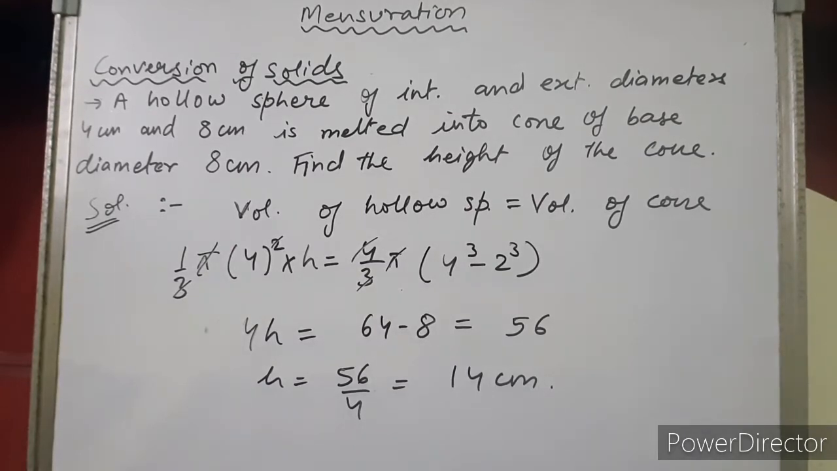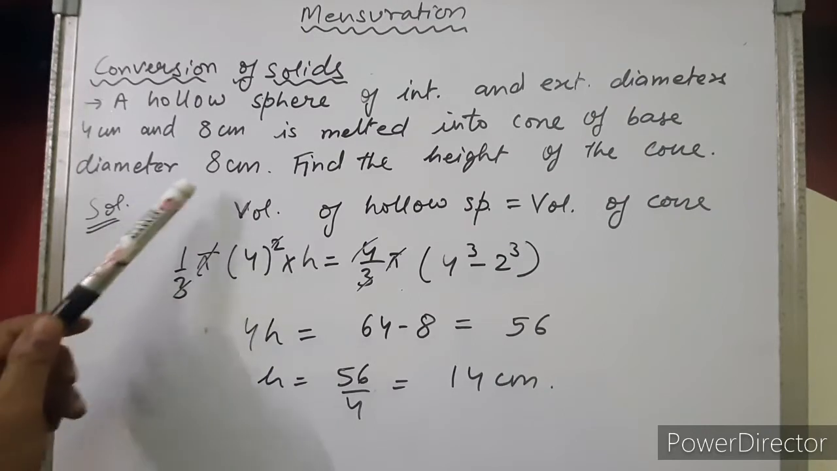And what are the dimensions that we are given? The internal diameter of the hollow sphere and the external diameter of the hollow sphere. If internal diameter is 4 centimeter, that means the internal radius is 2 centimeter. And if external diameter is 8 centimeter, that means external radius is 4 centimeter. Similarly, the base diameter of the cone is 8 centimeter, so the base radius of the cone will be 4 centimeters.